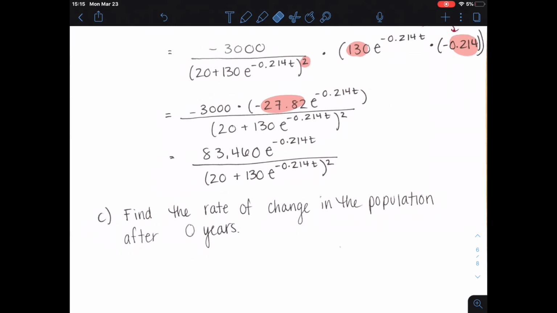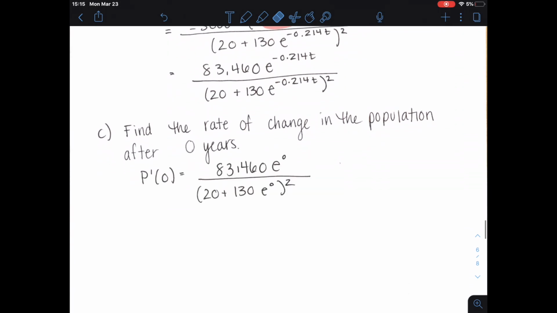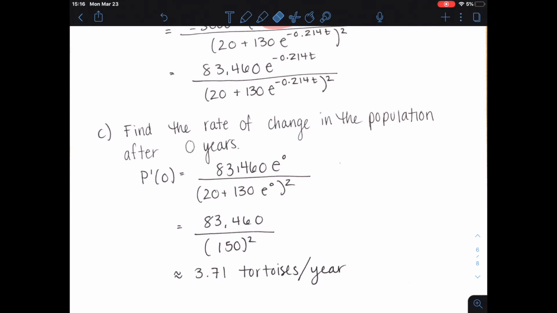Now what we want to do is find the rate of change in the population after 0 years. So all we want to do is plug in 0 for t. So this t becomes 0, this t becomes 0. So you can clean this up a little bit. e to the 0 is just 1. So you get 83,460 in the top. The bottom becomes 20 plus 130, so that's 150 squared. And then if you plug that into your calculator, this is a rate. So after 0 years, your rate of change is about 3.71 tortoises per year. So your population's increasing by that amount.